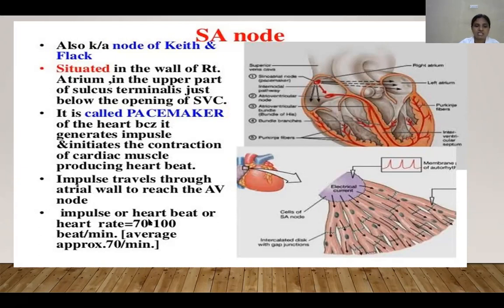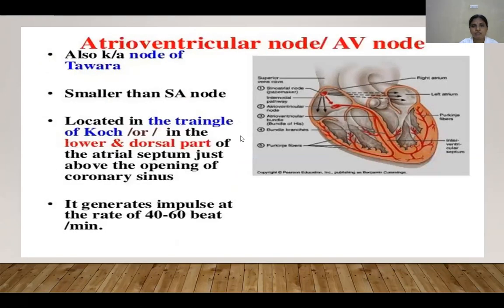Then these impulses, or heartbeat, are at the rate of 70 to 100 per minute, so on average approximately 70 per minute. Then the AV node. The AV node is also known as the node of Tawara, and comparatively it is smaller than the SA node.